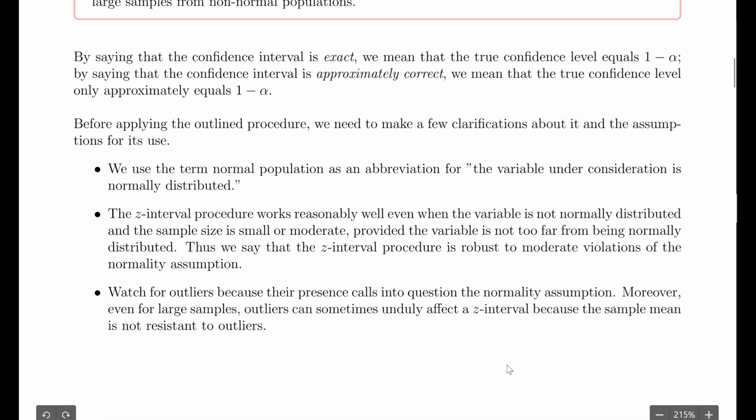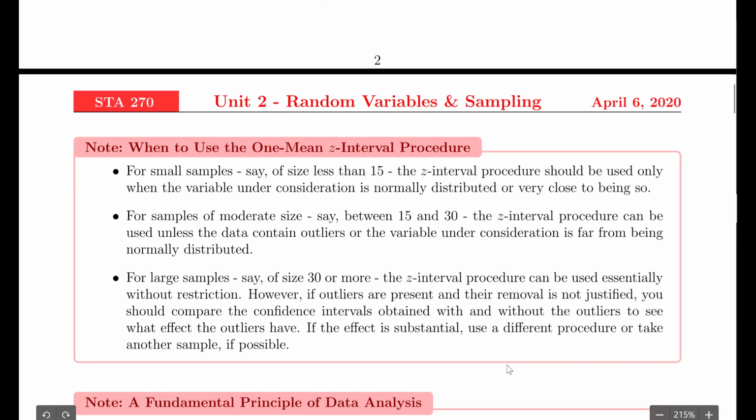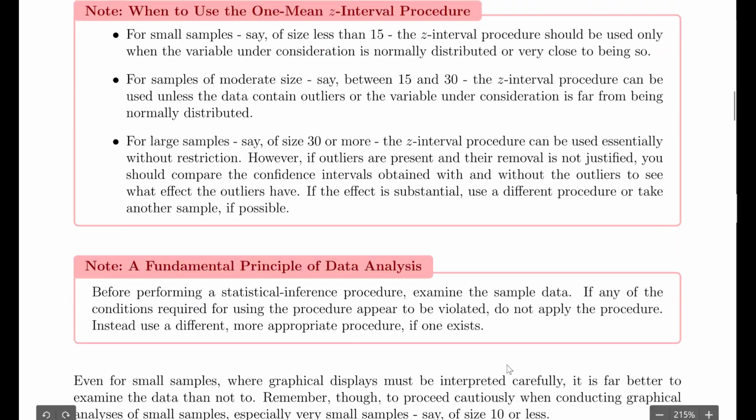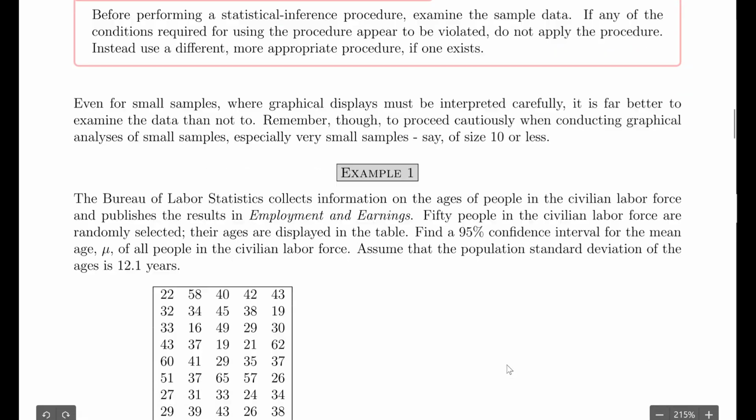We're going to jump into an example here. I do want you to make sure you read over these two notes. The first one is when to use the one mean z-interval procedure. For a small sample size, the procedure should only be used when the variable is definitely normally distributed. For samples between 15 and 30, we want to make sure we eliminate outliers. And for large samples of 30 or more, it can be used without any restriction. We can always use the z-interval procedure that we're getting ready to see here in example 1.